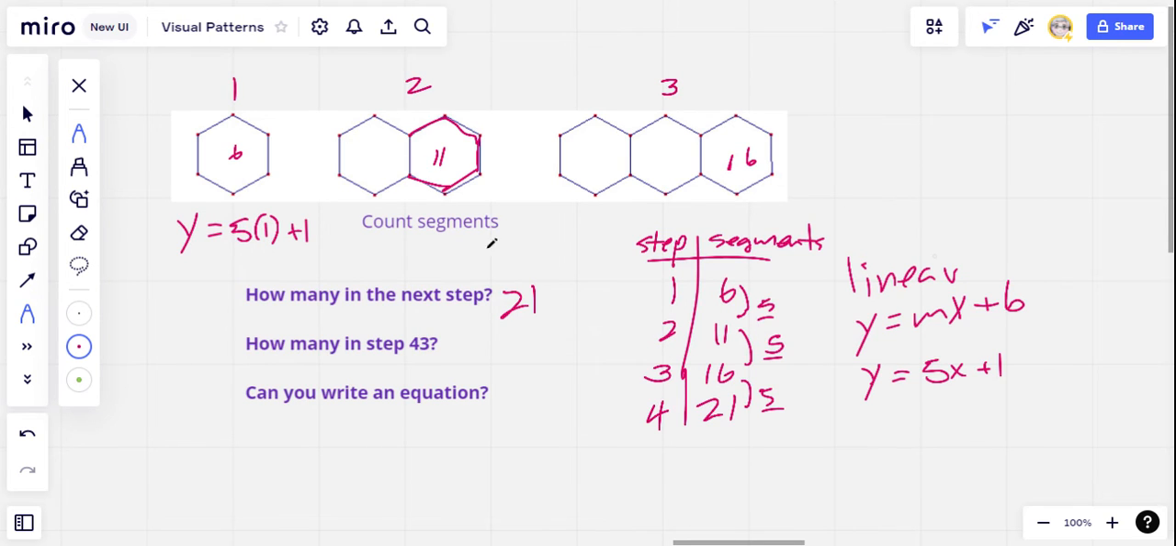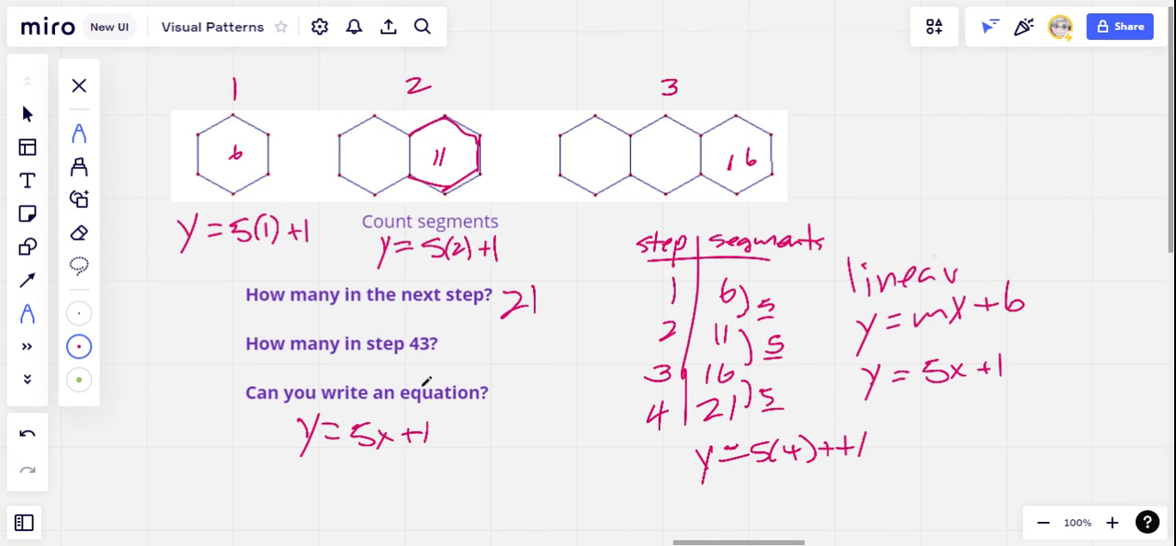Let's look at step number 2. So y equals 5 times 2 plus 1. Does that equal 11 segments? Well, yeah, 5 times 2 is 10 plus 1 is 11. If we try it in the third one, 5 times 3 is 15 plus 1 would be 16. In the fourth step, y equals 5 times 4 plus 1. Yeah, that's 21. So all of that works out. This is definitely our equation, y equals 5x plus 1.